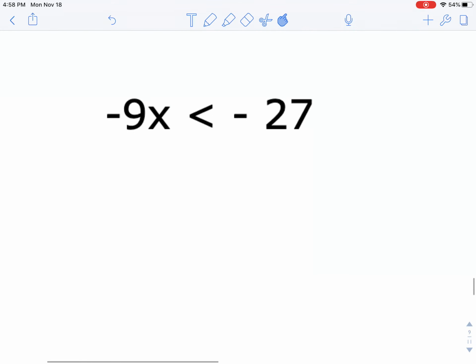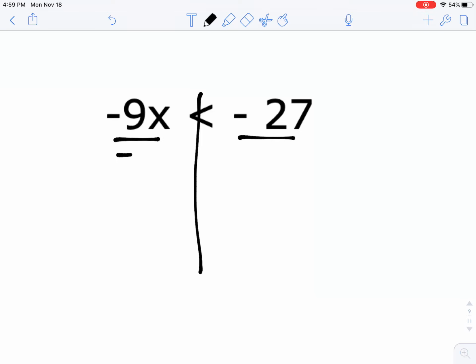Solve and graph. -9x is less than -27. So we're going to solve this to get x by itself. Right now it's -9 times x, so we're going to divide each side by -9. Because we're dividing by a negative number, we are flipping the sign. So we're left with x is greater than 3.